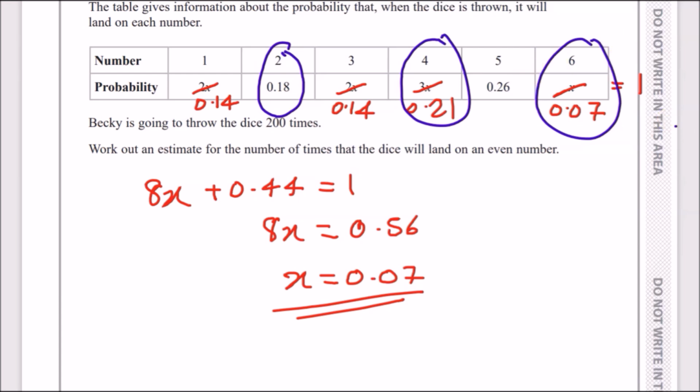So you put that in the calculator, 0.18 plus 0.21 plus 0.07, you should have a total chance of 0.46. And of course, she's going to roll it 200 times. Just multiply that by 200, guys, because you want to find the expected number of times she's going to get an even number. And therefore, in your calculator, you should get a result of 92.